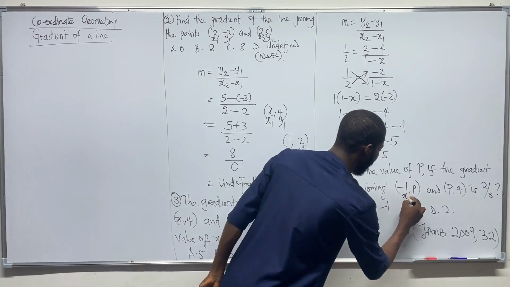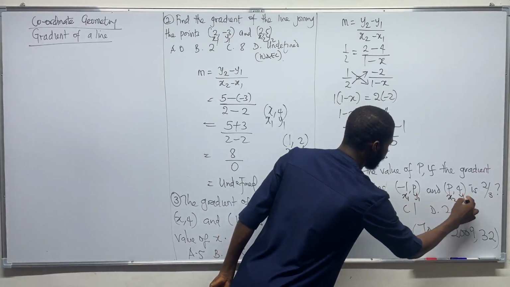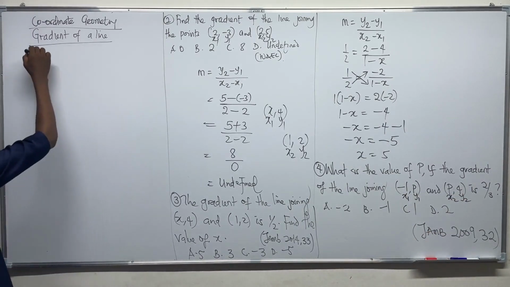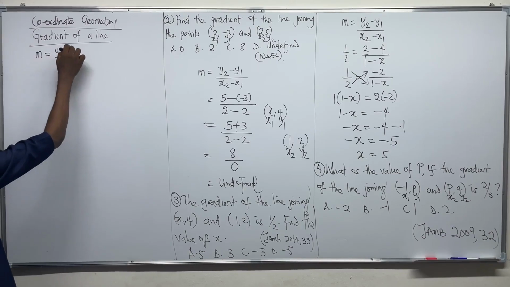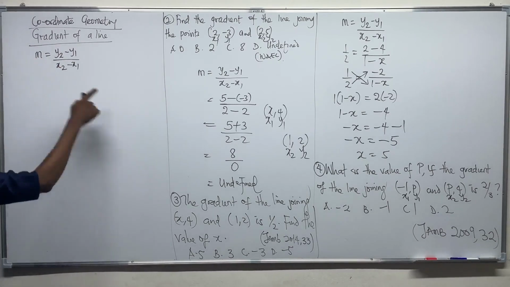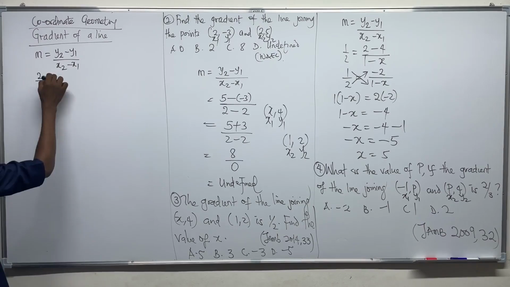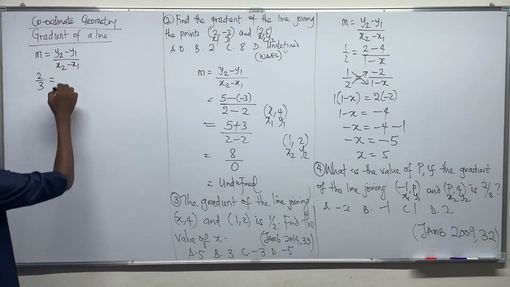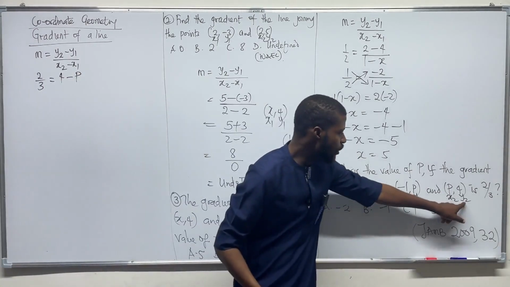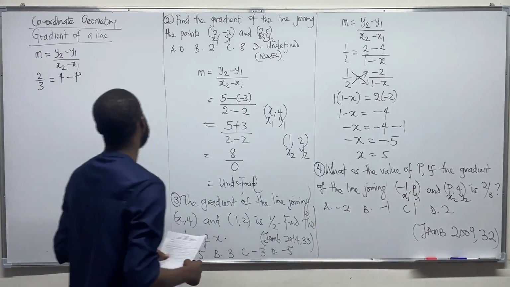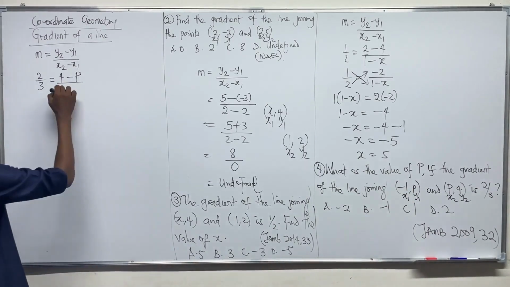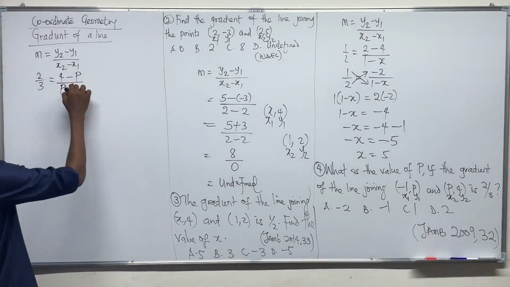So what do we do? Remember, this is x1, y1. This is x2, y2. Now, let us go by saying that m is equal to y2 minus y1 over x2 minus x1. That's the formula for gradient. They've already solved for the gradient as 2 over 3. So 2 over 3 is equal, what is y2? Y2 is 4 minus what is y1? Y1 is p. Take a look at it. Y2 is 4, y1 is p. So that's what I have, divided by what is x2? X2 is p, minus x1, which is minus 1.